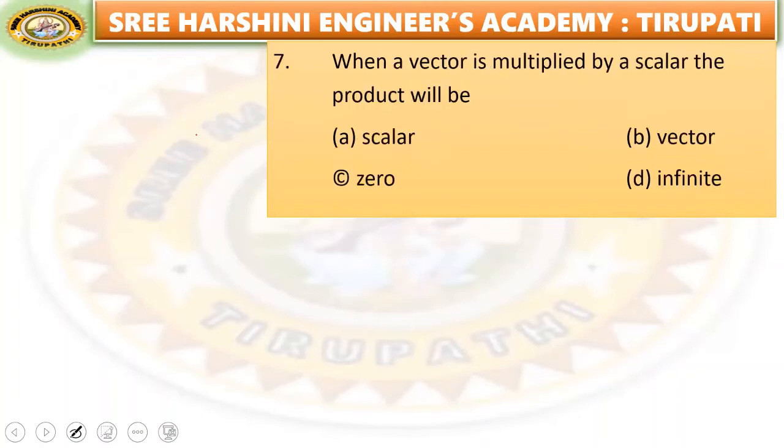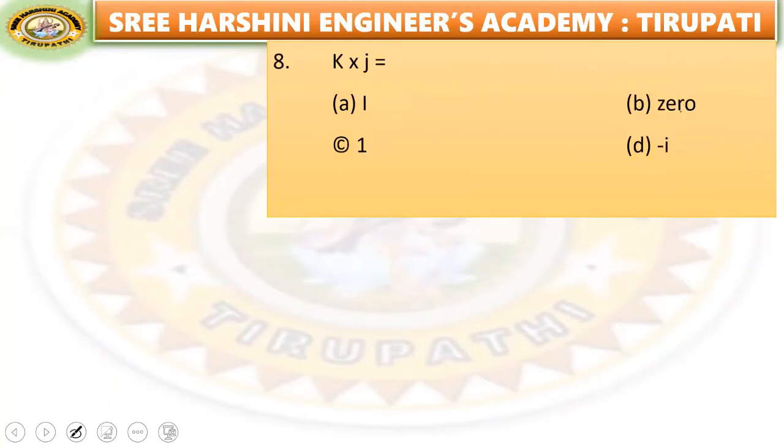Okay. Next, when a vector is multiplied by a scalar, the product of a scalar with a vector is a vector, having magnitude scalar times the vector and direction of that vector. So the vector multiplied by a scalar will give a scalar, vector, 0 or infinity. So the answer is vector.